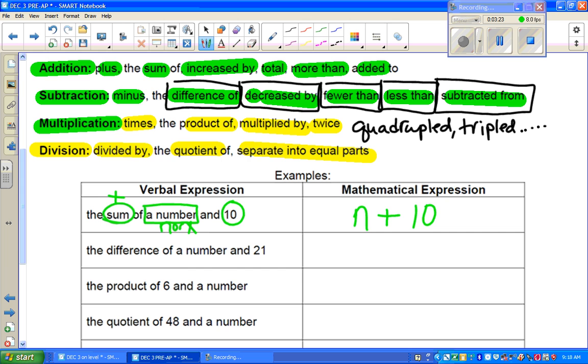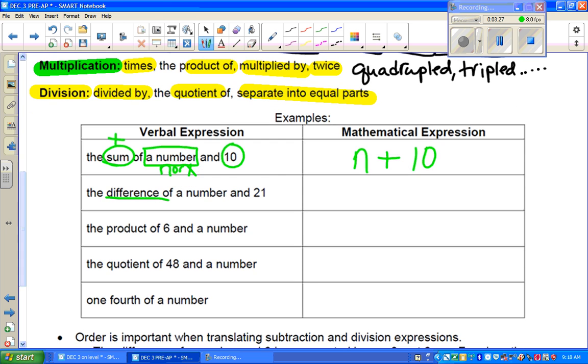The next one, the difference of a number and 21. When we talk about the difference, we're going to subtract. The difference of a number, so we will use n for that, and then subtract 21, so n minus 21. The third one, the product of 6 and a number. The product is your key word for multiplication. So 6 times a number.